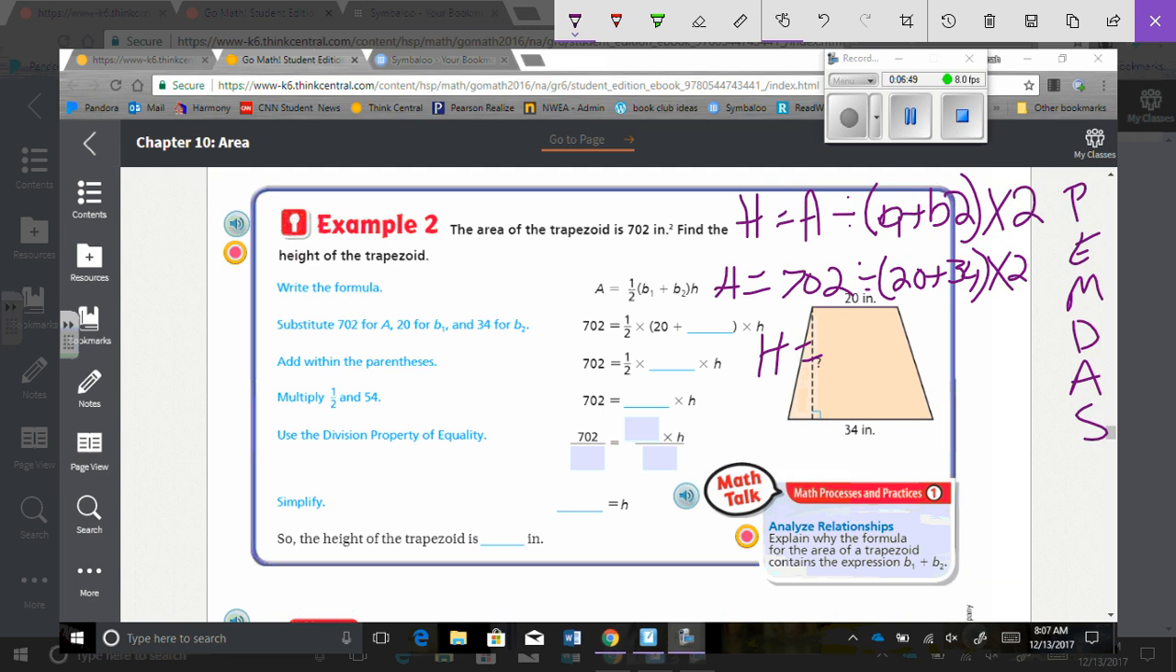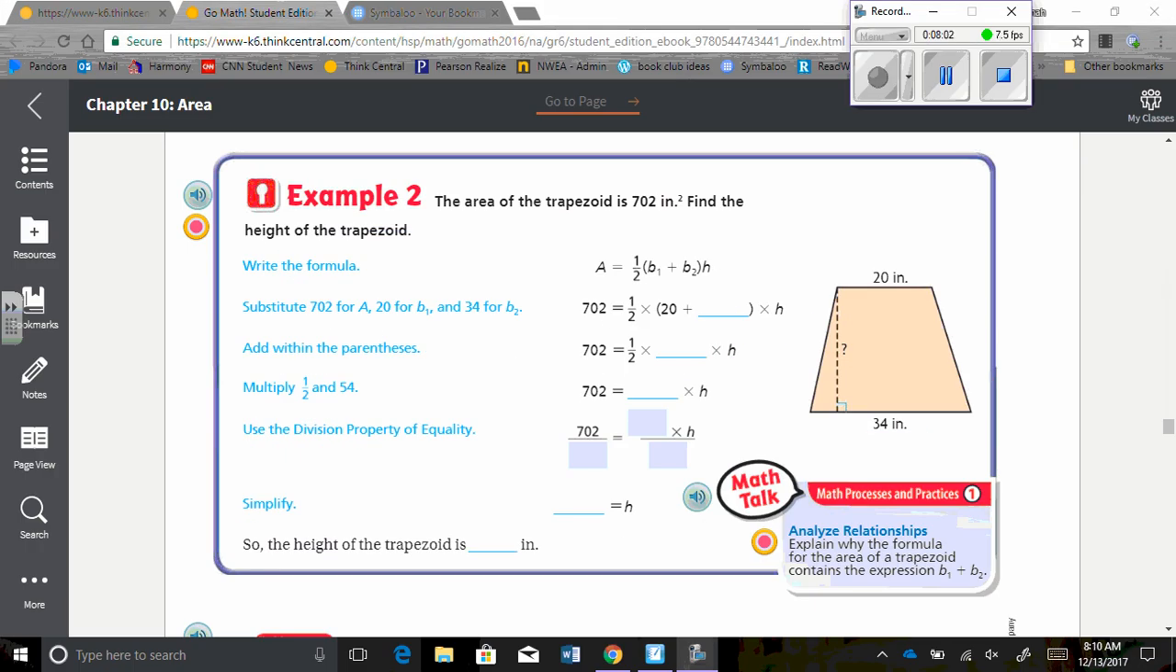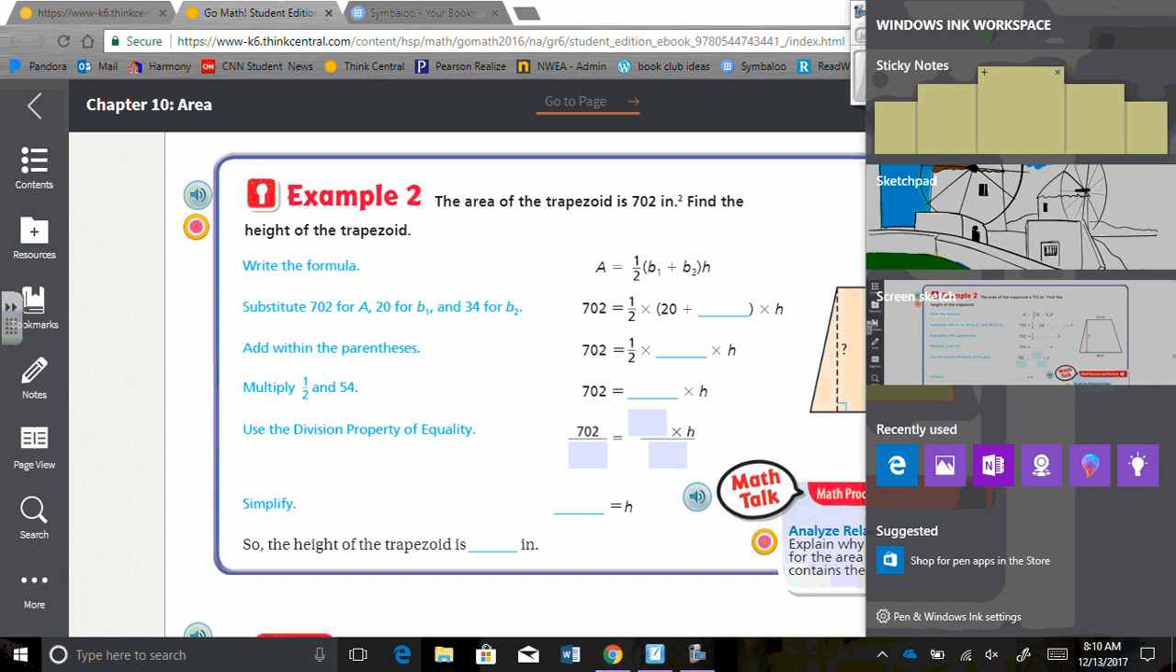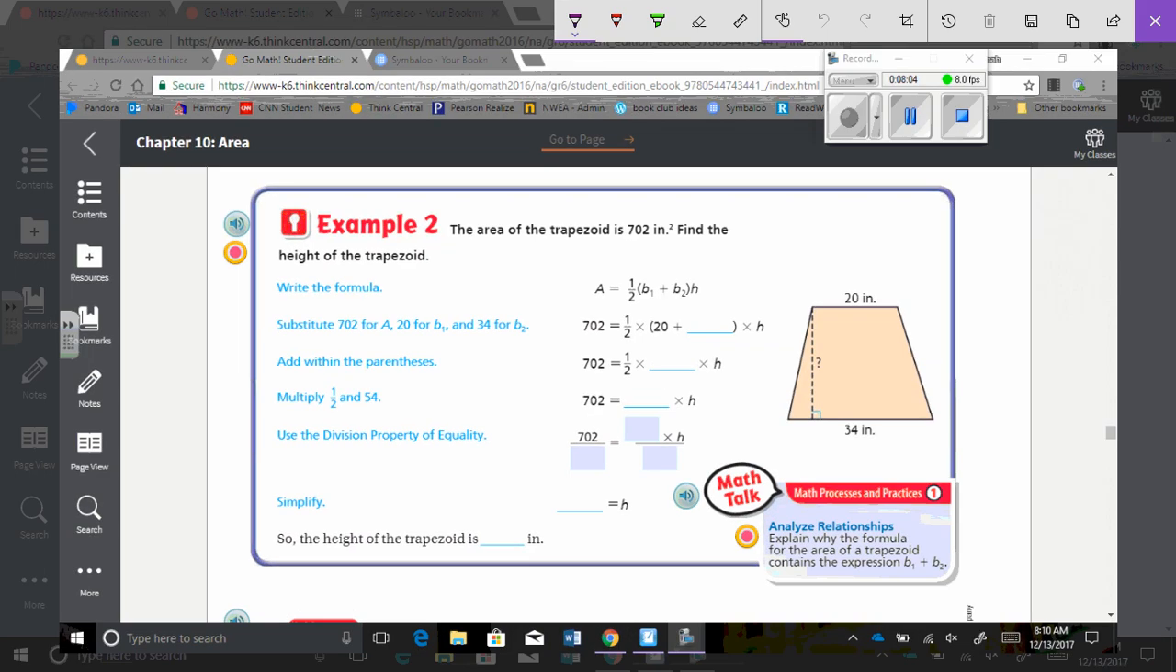H equals 702 divided by 54 times 2. Okay, correction to that formula. Actually, it's height equals area divided by base 1 plus base 2 divided by 2. Sorry about that.